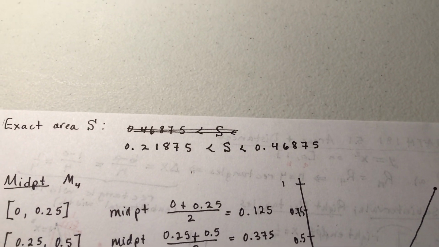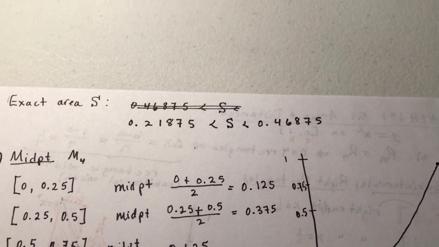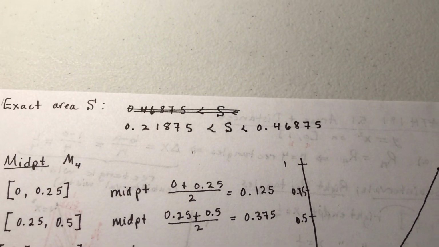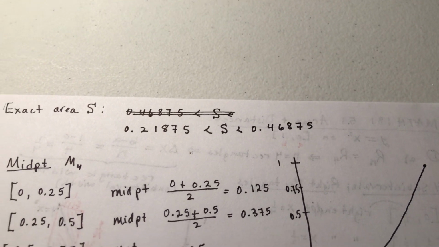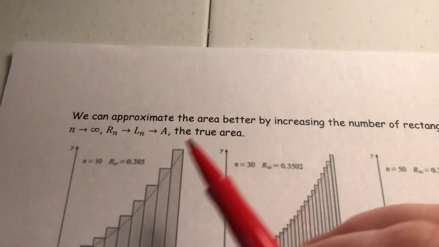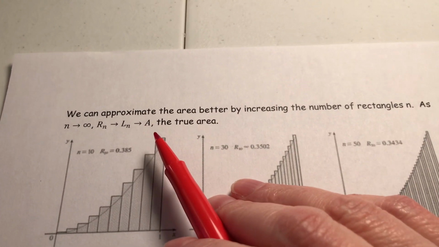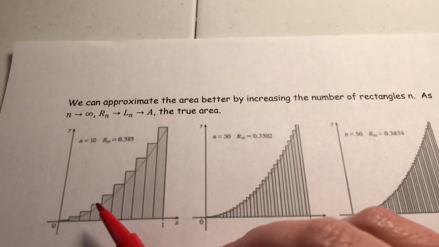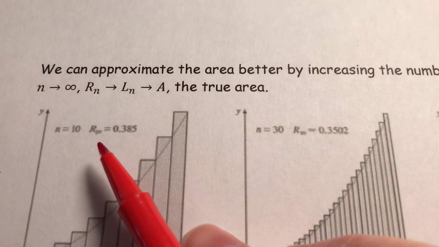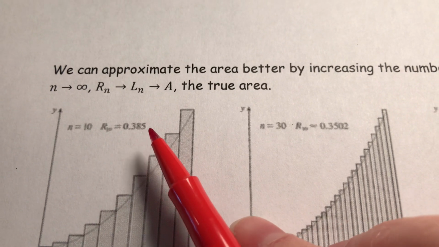And the theory is, and I'll do this theory before we get to the midpoint rule, if you take n to be larger and larger. So let's look at this one. This is a right-hand endpoint. I took this from the book, so it's a little blurry. This is n equal 10. R sub 10 is 0.385.